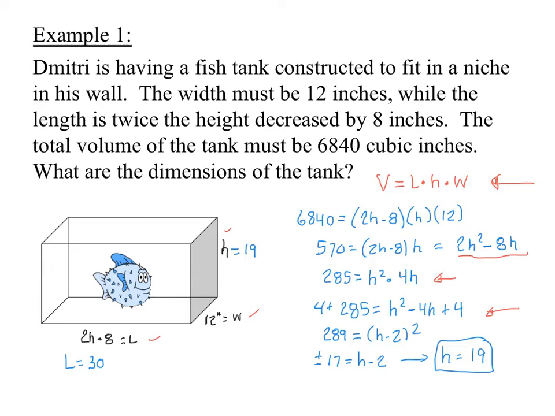And now we can take the square root of both sides, and we get plus or minus 17 is equal to h minus 2. We notice that the negative 17 isn't going to work here because you can't have a negative height. So we have 17 is equal to h minus 2. We add 2 to both sides, and we get h is equal to 19. And we put all this information back in, and our dimensions are h is equal to 19, the length is 30, and the width, of course, is 12.